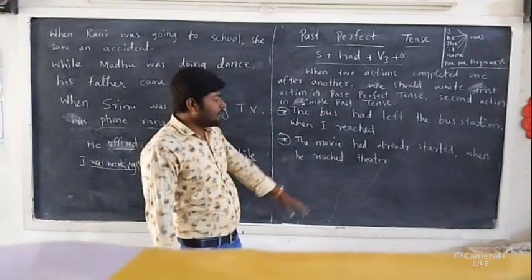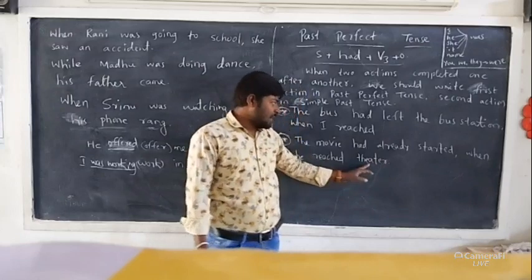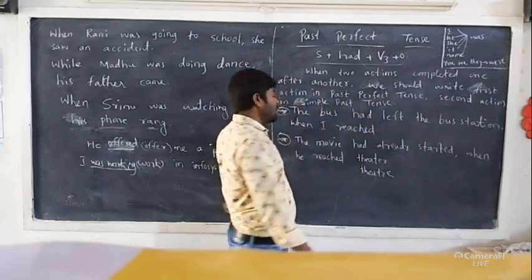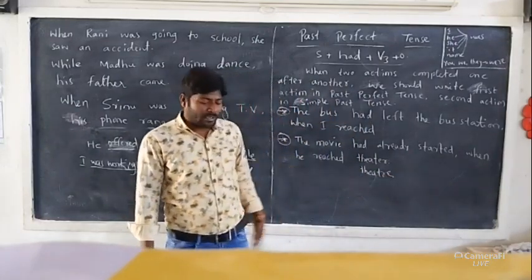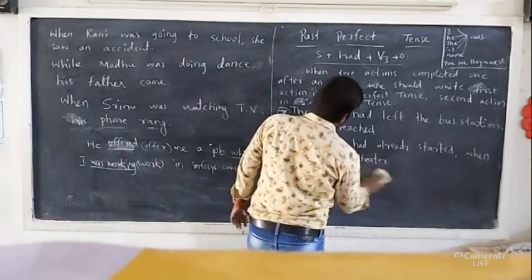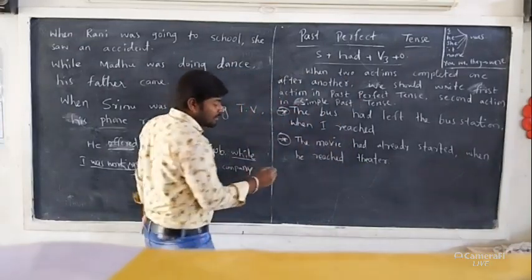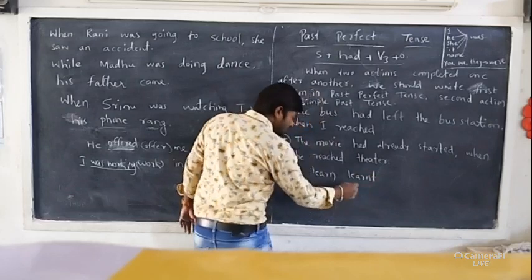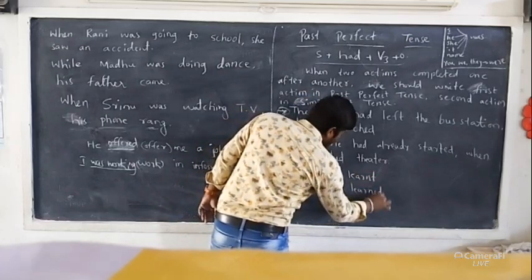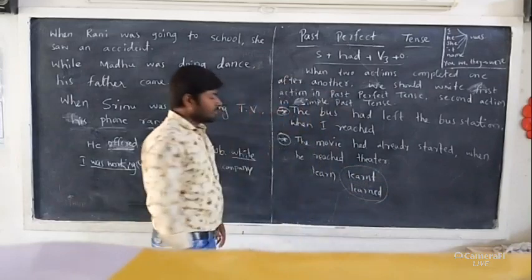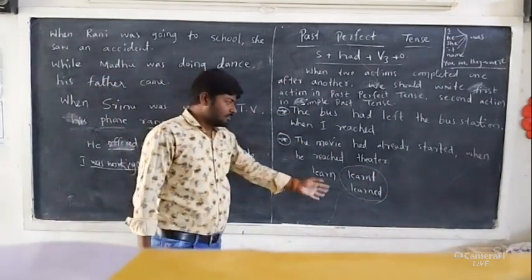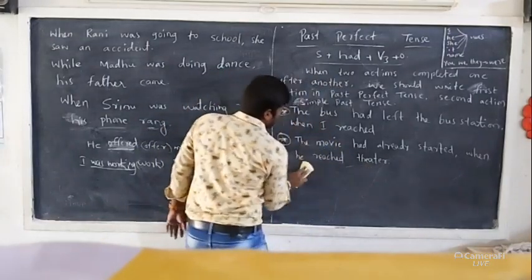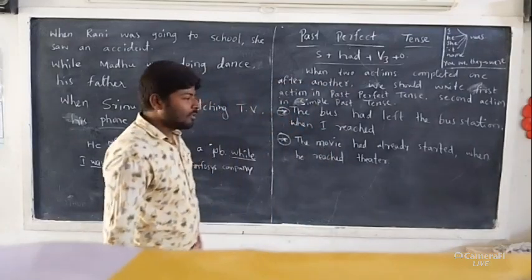When we reach the theater, this spelling we can write in two ways: T-H-E-A-T-E-R, or T-H-E-A-T-R-E. One is US, one is UK. Both are correct. Similarly, learned and learnt, both are right. So we got a situation, and we can put two actions, one after another.